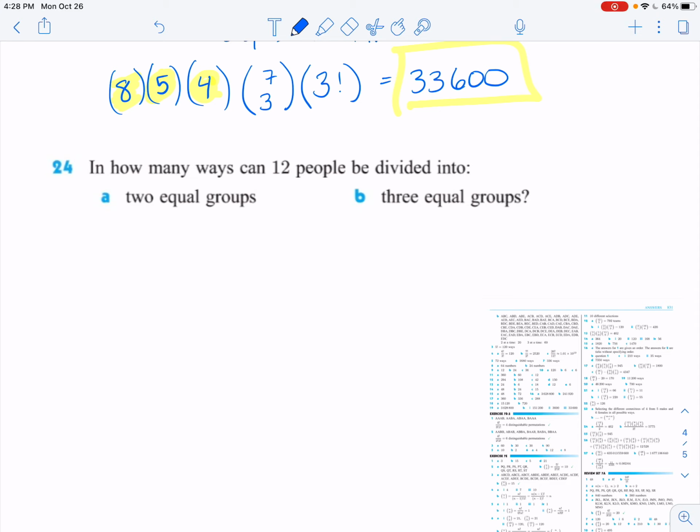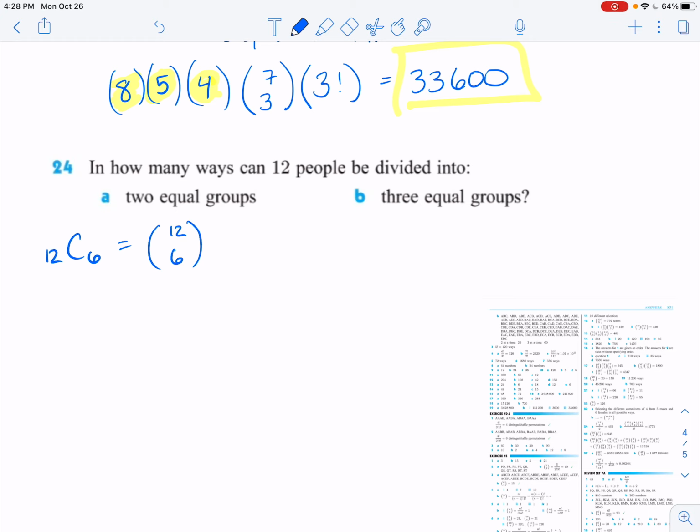Well, if I have 2 equal groups, that means each one has 6 people. So I have 12 choose 6. But that's saying how many ways can I pick group A? I think the reasoning is I want to pick 6 people, but those 6 people could be in group A or in group B.